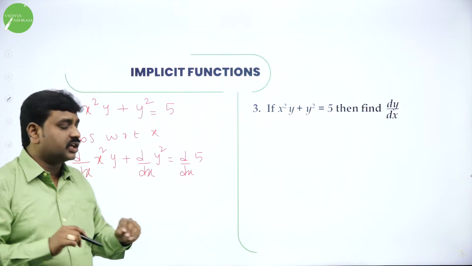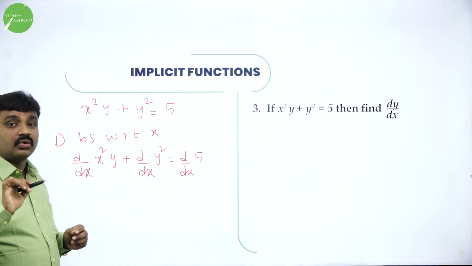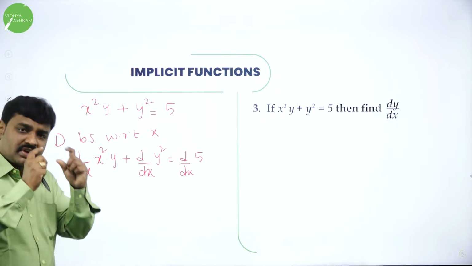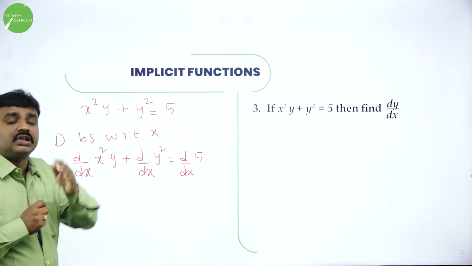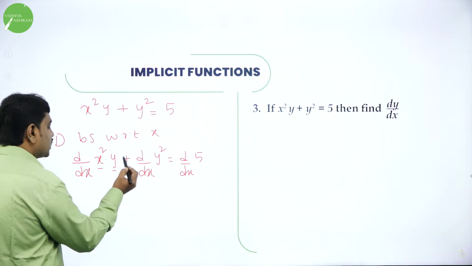They will not mention to use the product rule. So they don't mention that you should apply the product rule. You should observe here x square y means what? X square into y. Whenever we have a product of two functions, strictly you should use what rule? Product rule. So now x square is the first function, y is the second function, product rule.